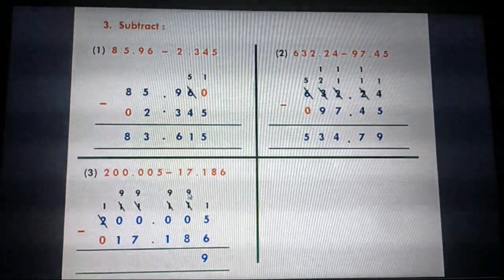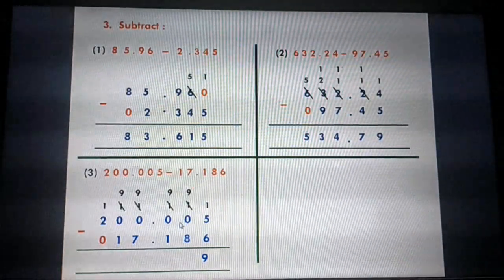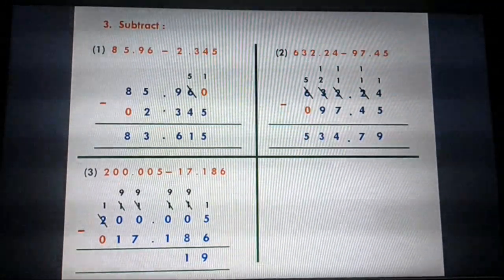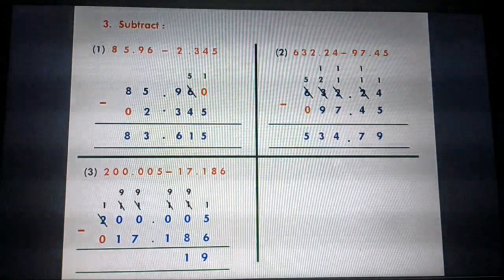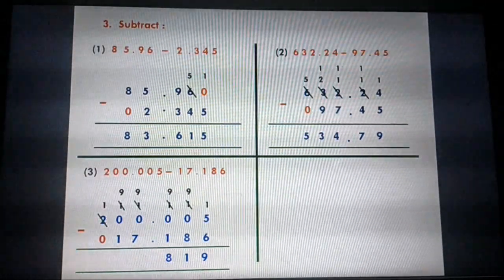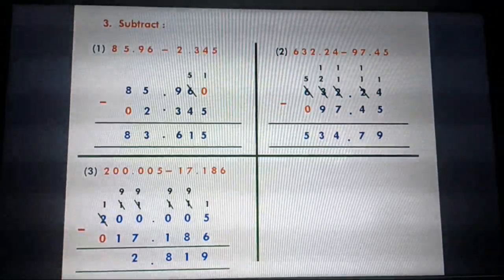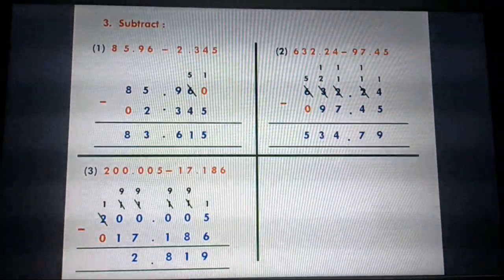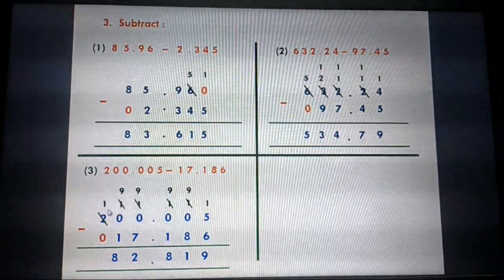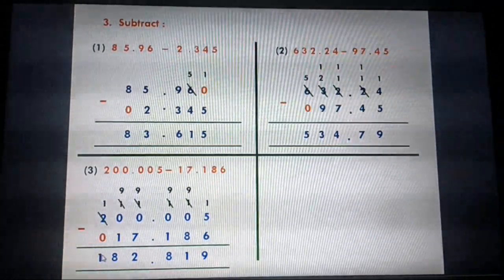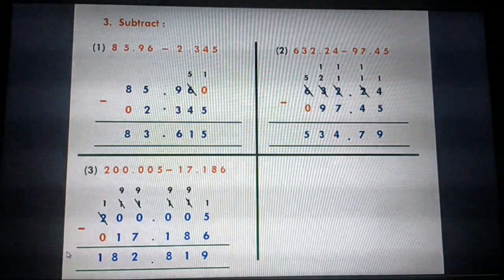Correct? Now 9 minus 8, 1. 9 minus 1, 8. This decimal comes as it is. 9 minus 7 equal to 2. 9 minus 1 equal to 8. And 1 minus 0 equal to 1 only. Right?